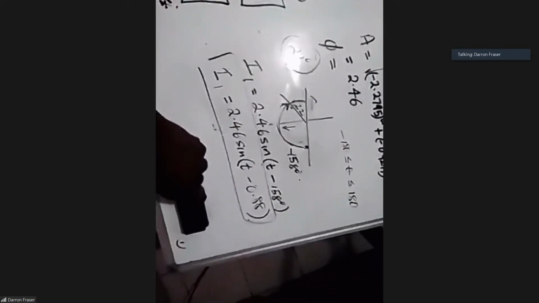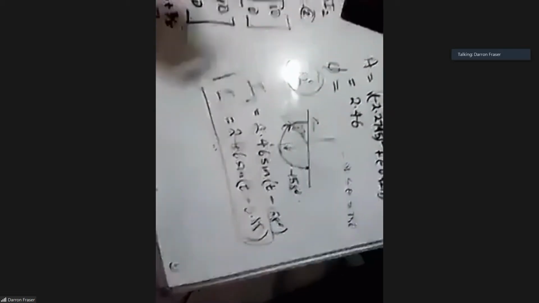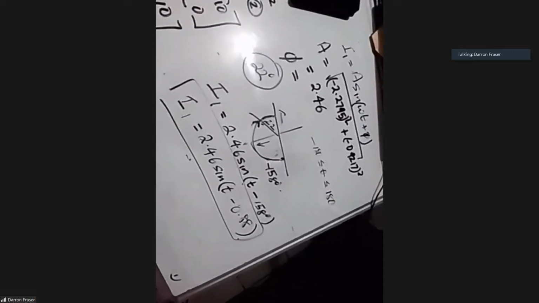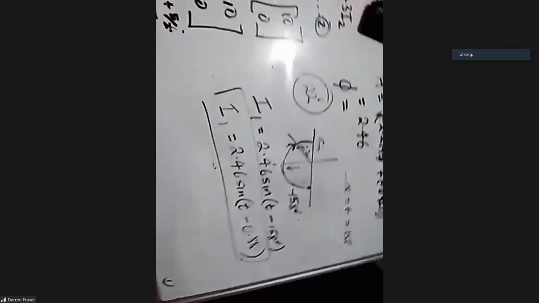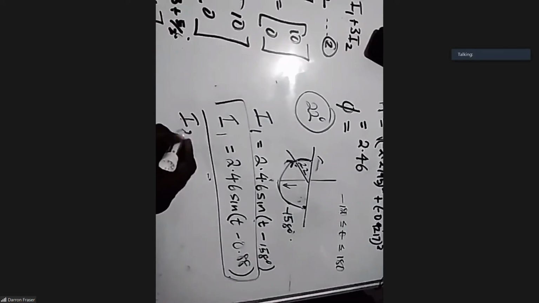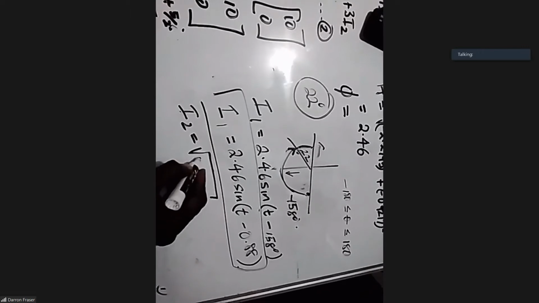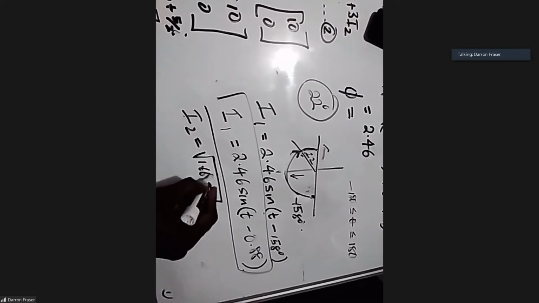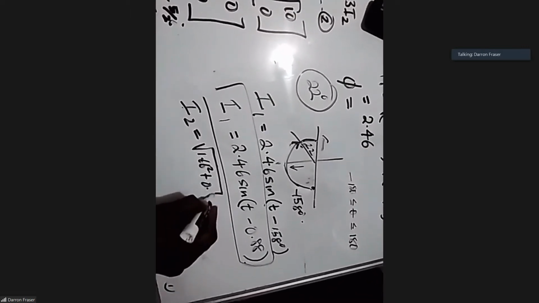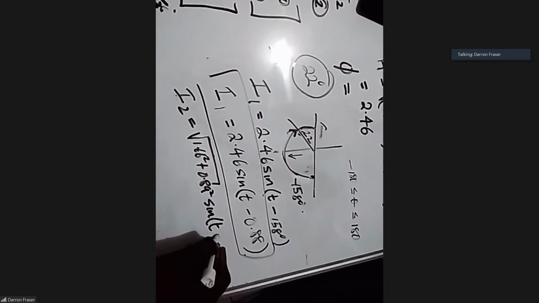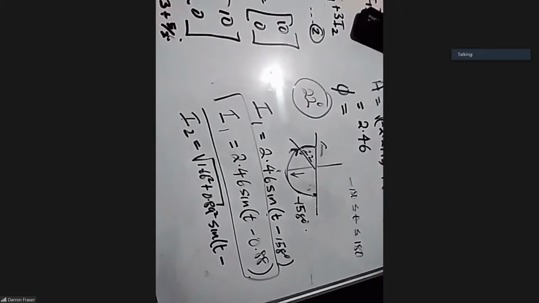So we do a similar thing for I2. But we're not going to go through the whole rigmarole. We're just going to say I2 is the square root of 1.66 squared plus 0.89 squared, sine t minus.